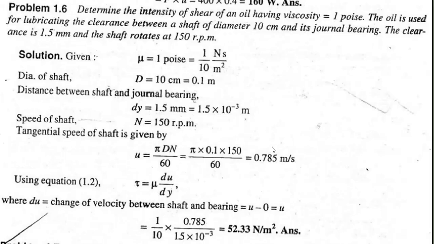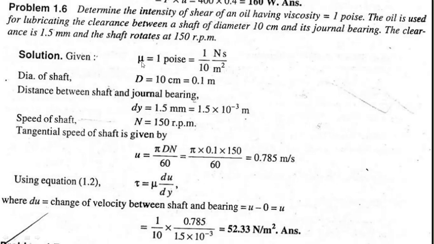Then determine the intensity of shear of an oil having viscosity 1 poise. The oil is used for lubricating the clearance between a shaft of diameter 10 centimeter and its journal bearing. The clearance is 1.5 mm and the shaft rotates at 150 revolutions per minute.